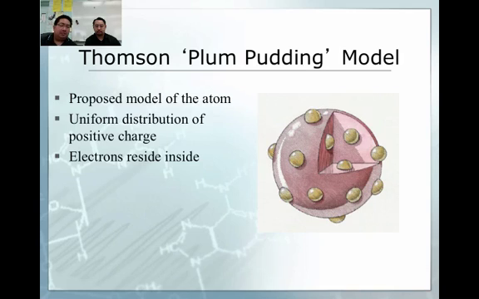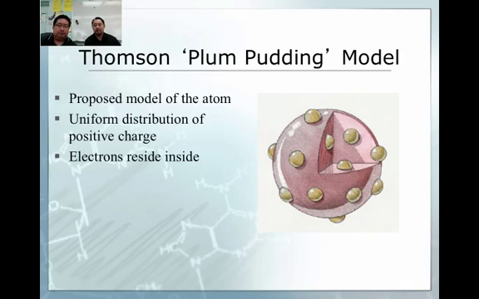Plum pudding was very popular back then. In modern times, it would probably be easier to understand as the chocolate chip cookie dough model. The idea here is that the cookie dough represents the uniform positive charge, and the electrons are like the chocolate chips, kind of randomly spread throughout.